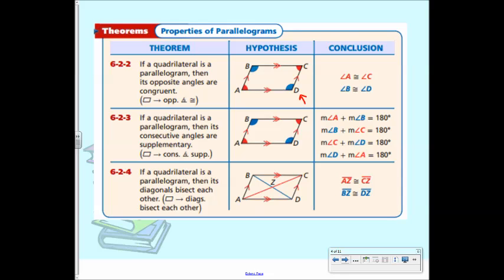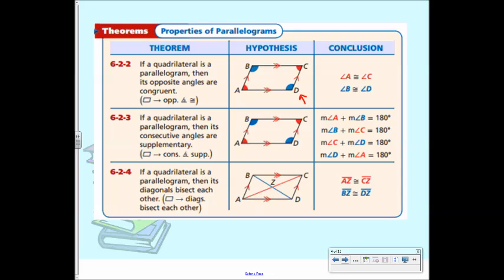So that means that opposite angles are congruent. So B is equal to D, and A is equal to C. Since it's a parallelogram, we also know opposite sides are congruent because we just talked about that, right? So BC is congruent to AD and AB is congruent to CD. So there's already 2 things that you know about parallelograms.